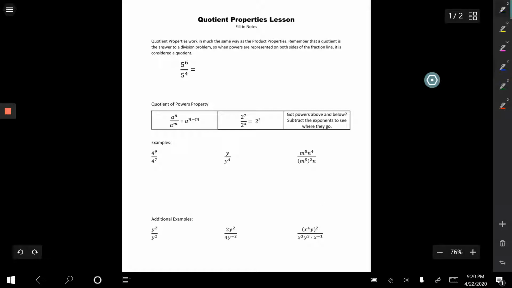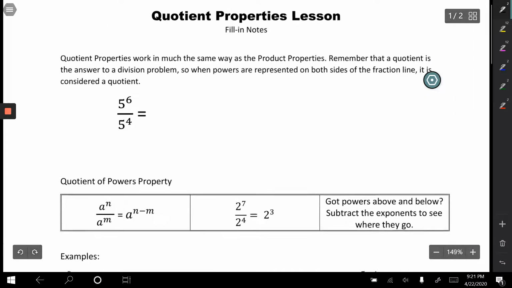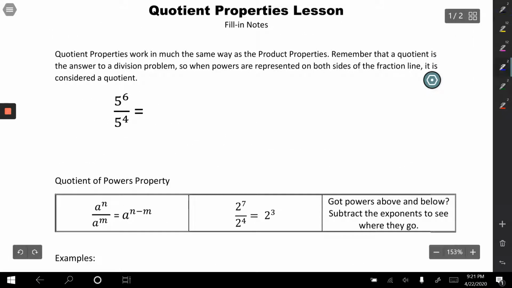Finally, we're getting to some new content. Now, quotient properties are very similar to our product properties. We're going to see slightly inverted relationships for these. For example, our quotient properties, where I have the same base on the top and the bottom. Let's expand this out to see why our property works the way that it does.